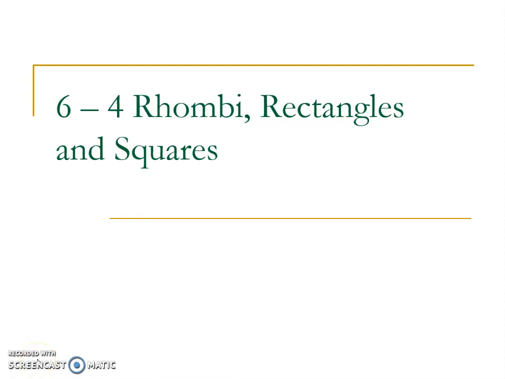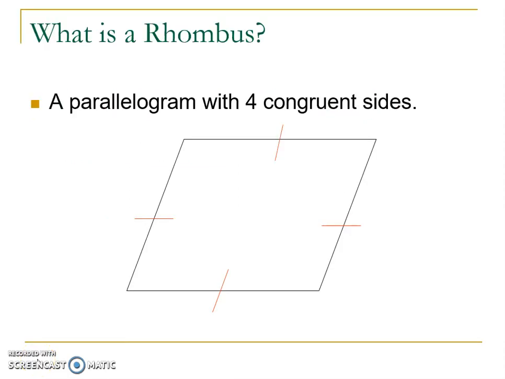6-4 Rhombi, rectangles, and squares. What is a rhombus? A parallelogram with 4 congruent sides.